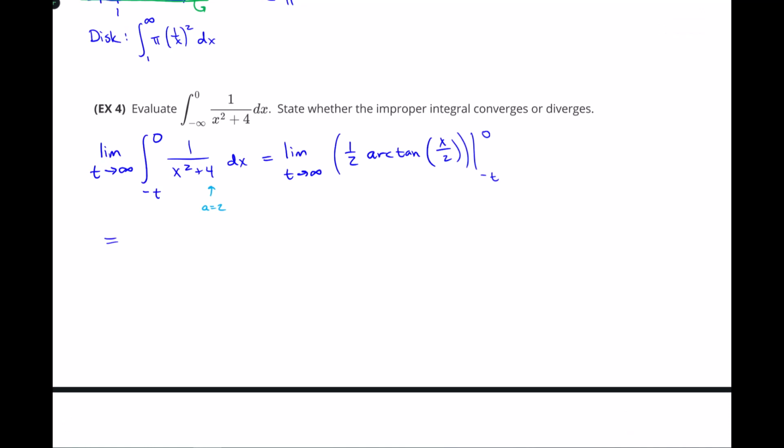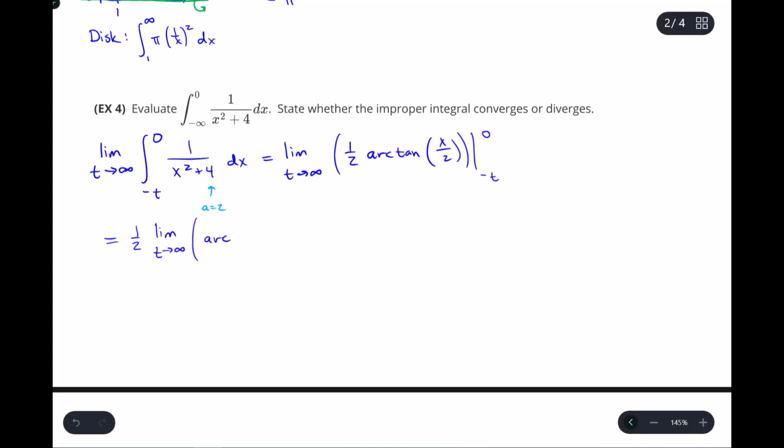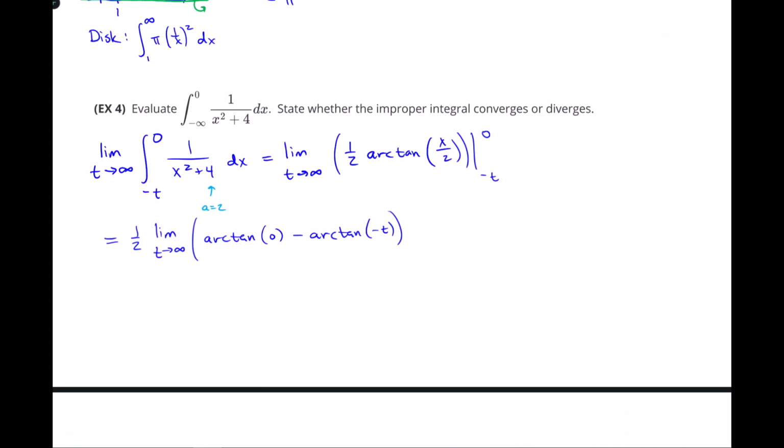All right, then let's see. If I plug in these endpoints and I bring out that factor of 1/2, I've got 1/2 limit t goes to infinity, and it would be arctangent. When I plug in 0, that's just going to be 0. 0 over 2 is still 0, minus the arctangent of negative t. All right, so what happens here? Well, arctangent of 0, you should know, or you should be able to figure out either using your calculator or a unit circle. The arctangent of 0 is 0.